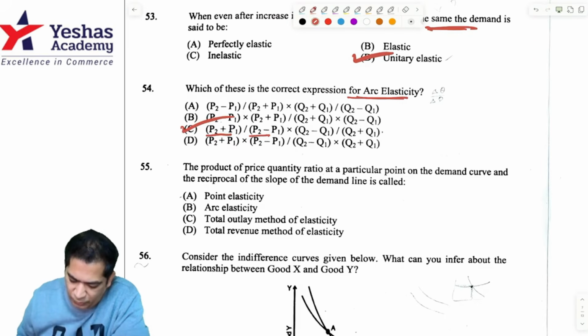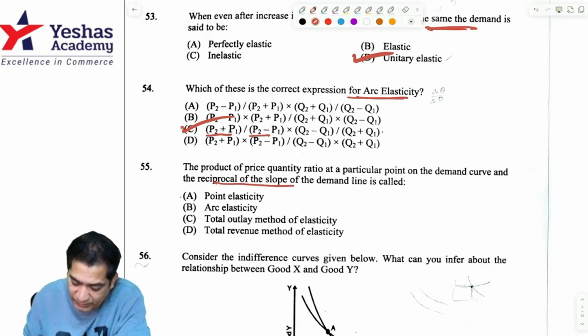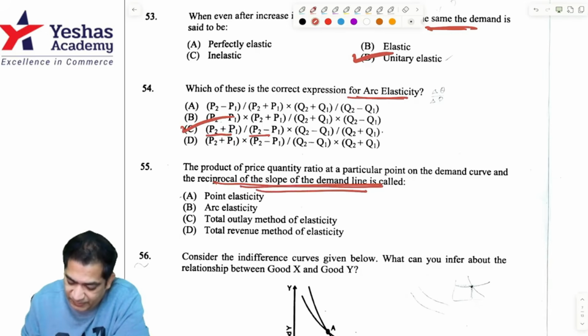The product of a price quantity ratio at a particular point on the demand curve, reciprocal of the slope of the demand curve, lower segment of the demand curve divided by upper segment of the demand curve. Specific point they've asked you. So point elasticity.